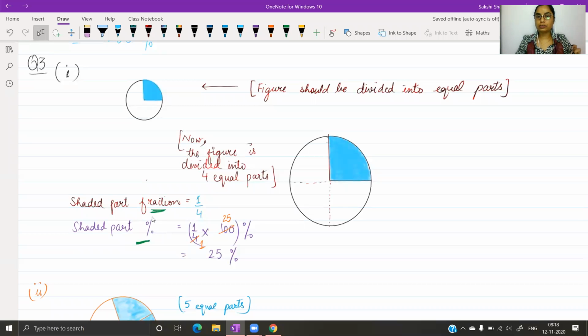1 part out of 4 is shaded. If anyone's writing down, let me know. I'll wait. Although I had sent it yesterday in the group as well. Ma'am, yes, ma'am, please wait. Okay.